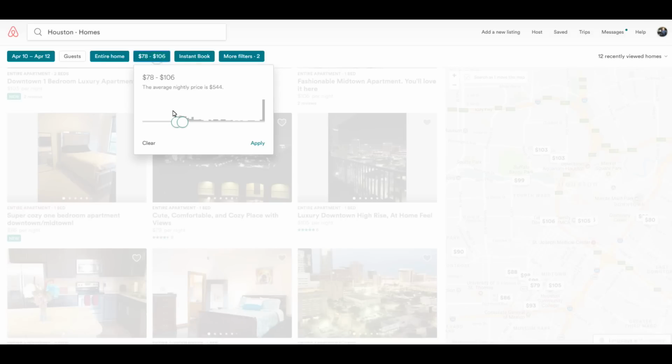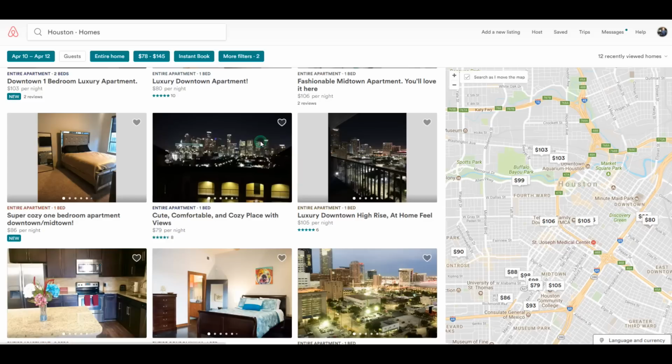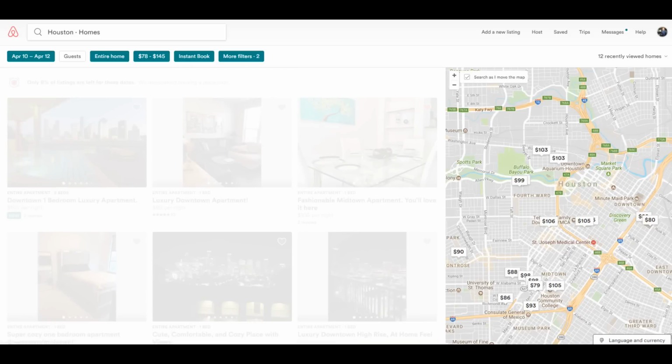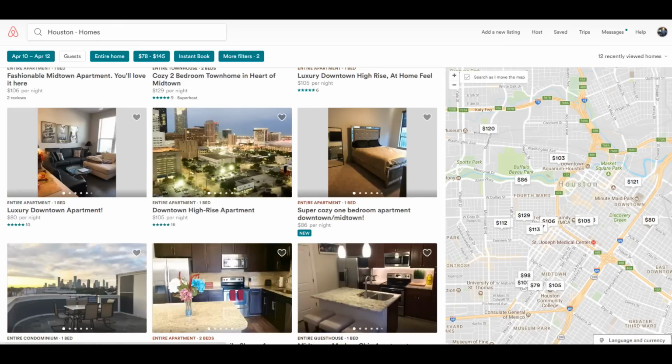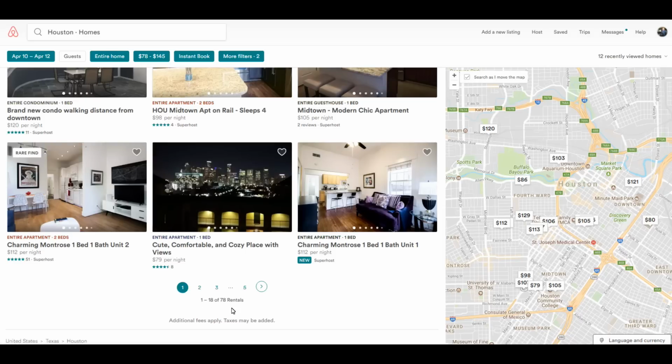It's actually small. So what I would do is go to about 145 a night, 78 to 145. And this will be a good focused amount, 78 rentals. So you can see how many properties are in this range. And we've done it for 2 days here.